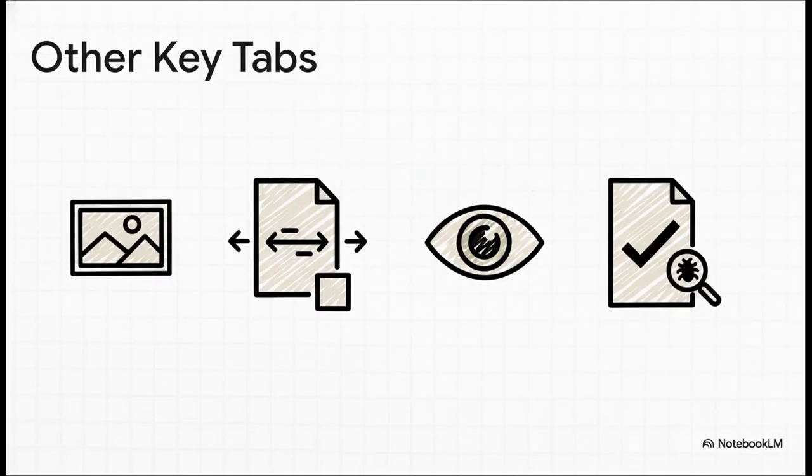So what about the other tabs? Well, they let you do more specific things. Need to drop in a picture or a table? You'll head over to the Insert tab. Want to change your margins from wide to narrow? That's in Layout. And Review is absolutely essential for spell checking, while View lets you change how the document looks on your screen.